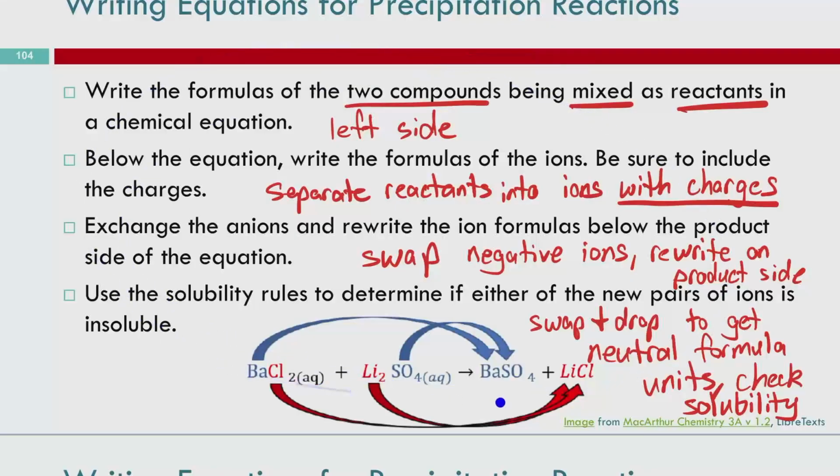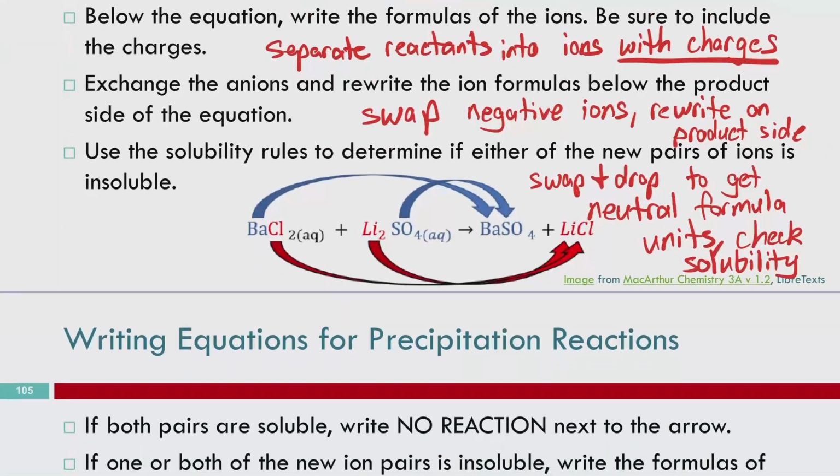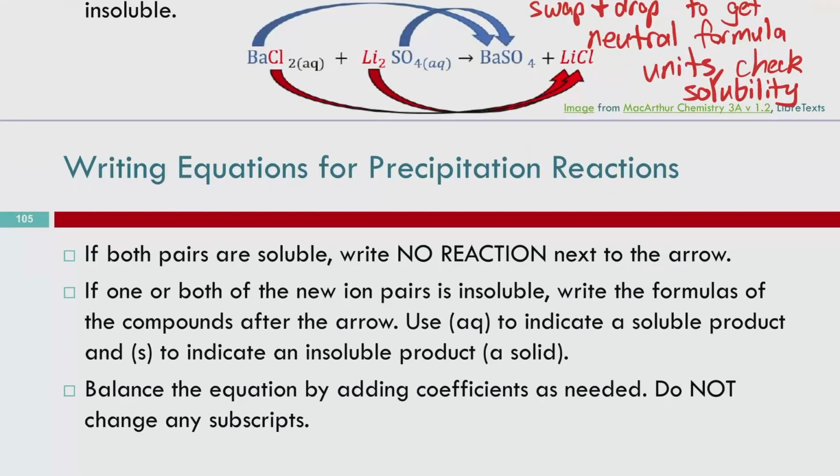Alternatively, you can just do these steps every single time, and then you don't have to worry about possibly mixing up something. If both pairs are soluble, you would write no reaction next to the arrow. So let's say that we've got a generic equation, AB plus CD. They're both soluble. We would just write no reaction, like that. Goes to no reaction. Nothing happens. We just combine them together, nothing fun.